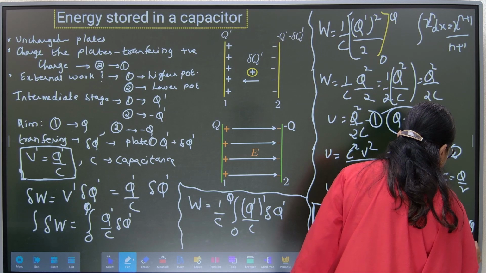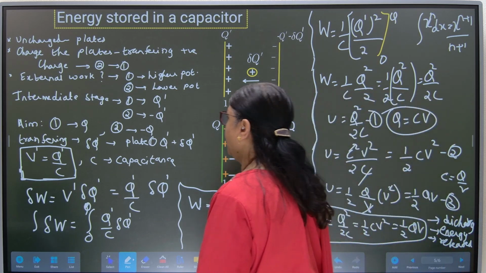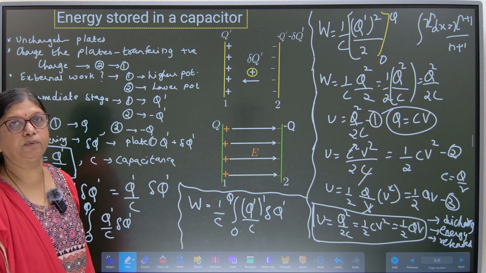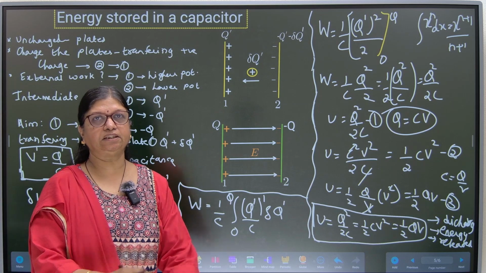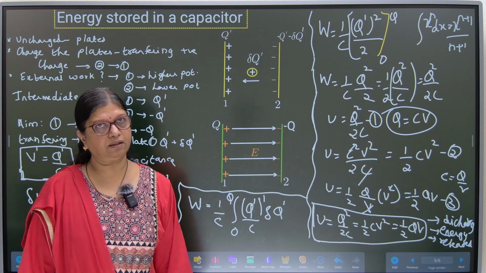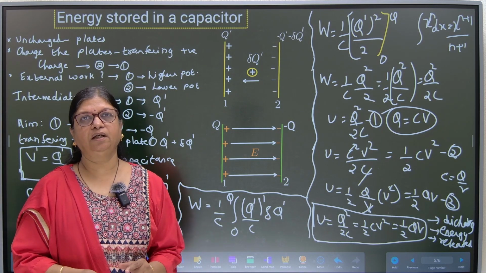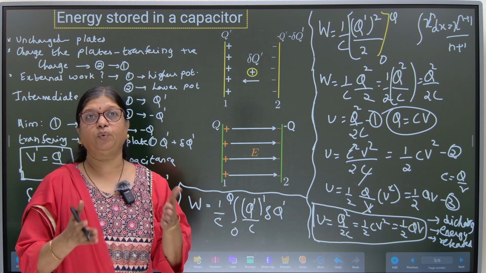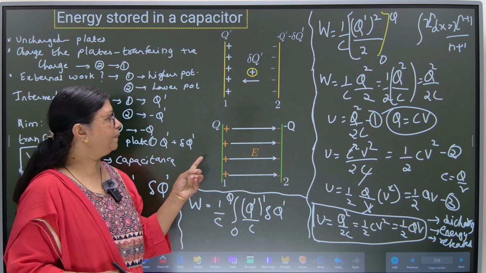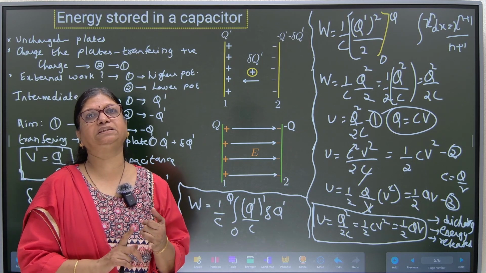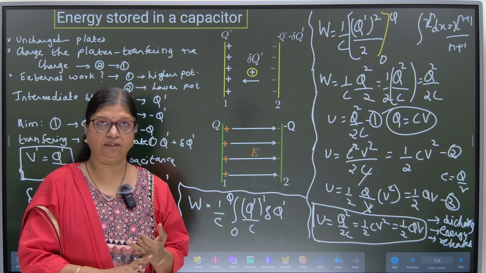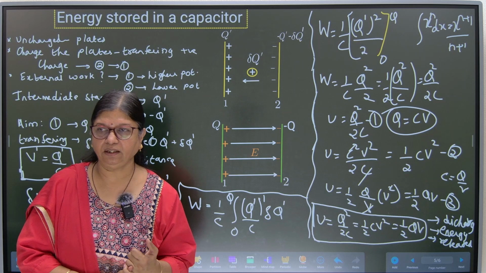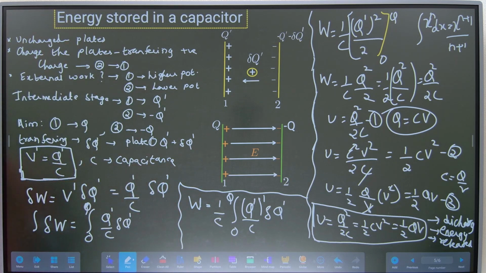So I hope this concept is understood by you very clearly. I shall just move on, and you take a picture. In the next page, we shall understand different forms of this energy when we consider the capacitance depending on the shape and size, that is A and D. So keep watching till the end, and at present take a picture of what we have derived just now.